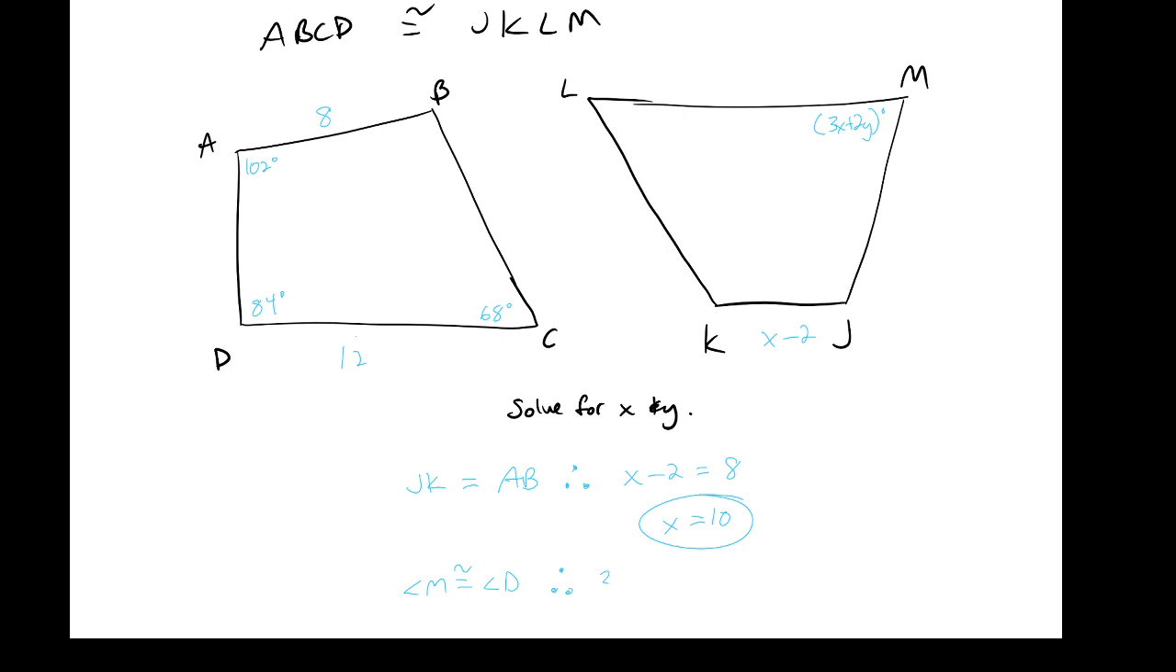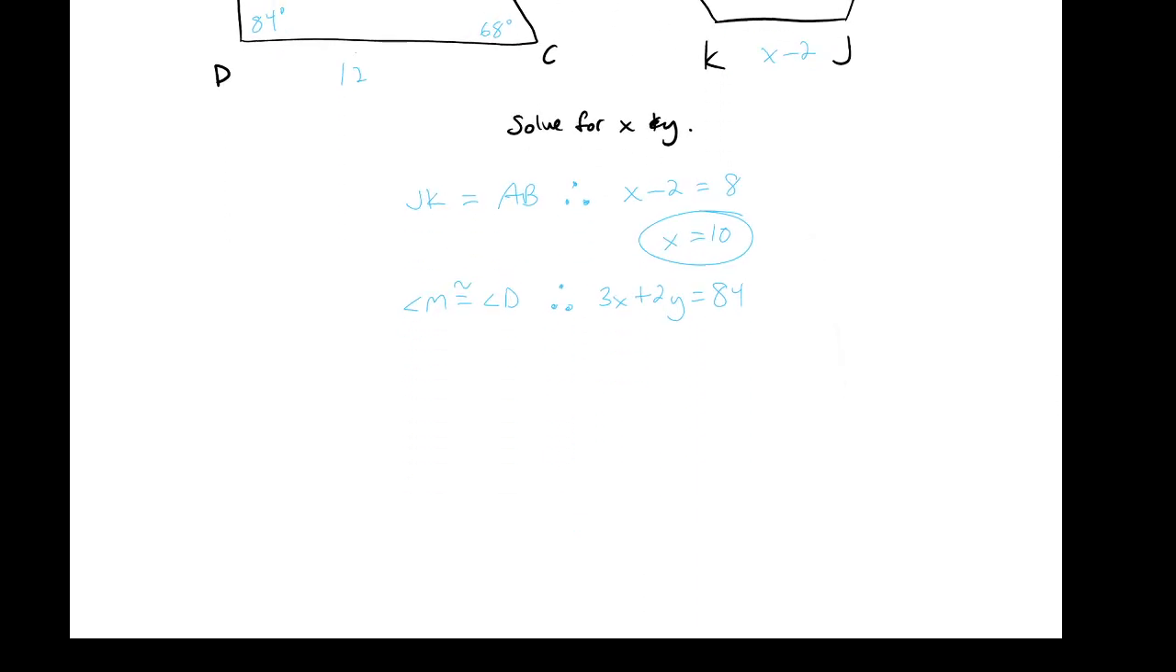So M, which is 3x plus 2y, is equal to 84. Again, I can't solve that in two variables, but hey, I already know what x is equal to. It's 3 times 10 plus 2y, and that's 84. Right? 3 times 10 is 30, plus 2y is 84.